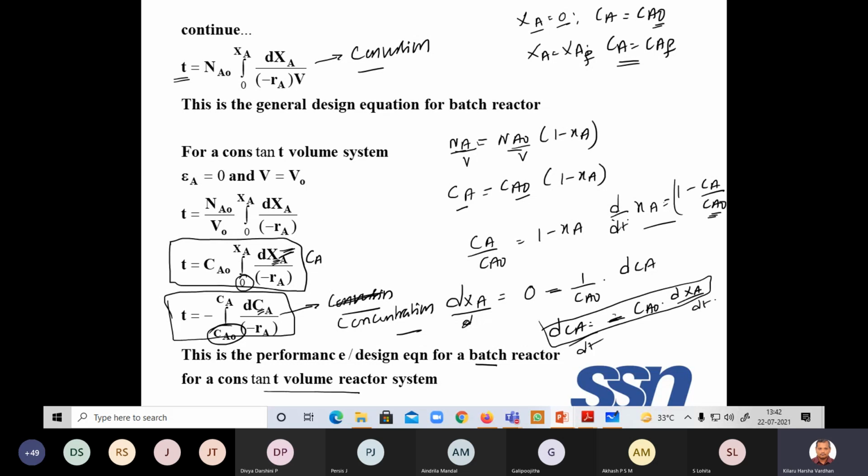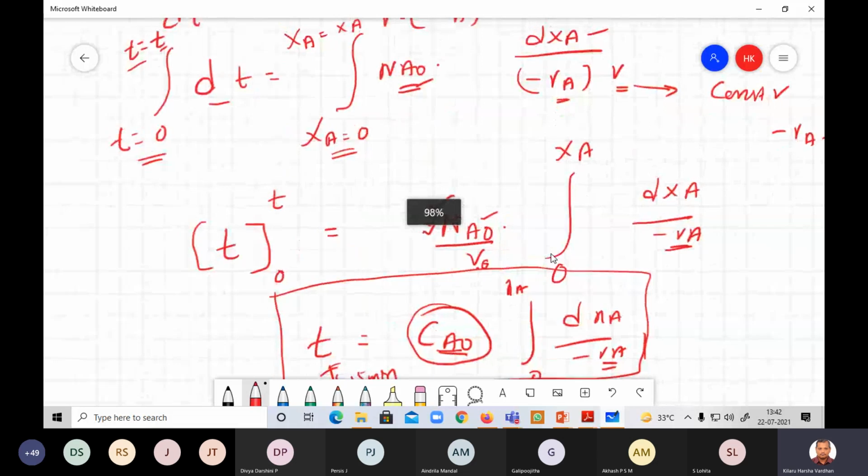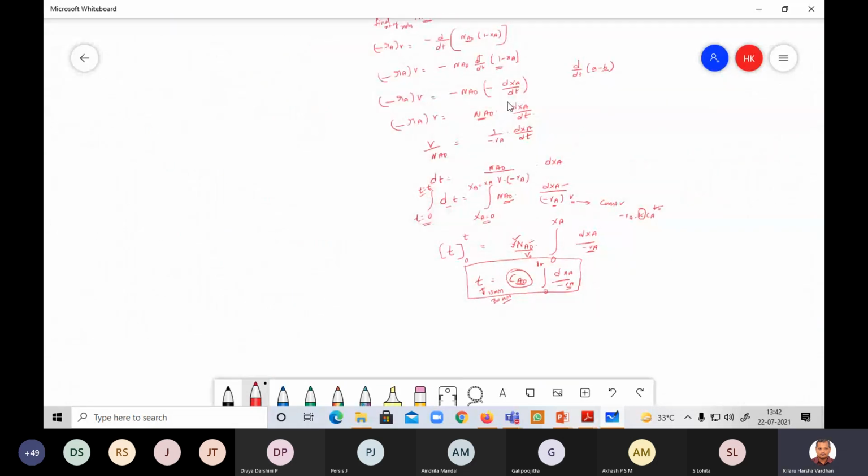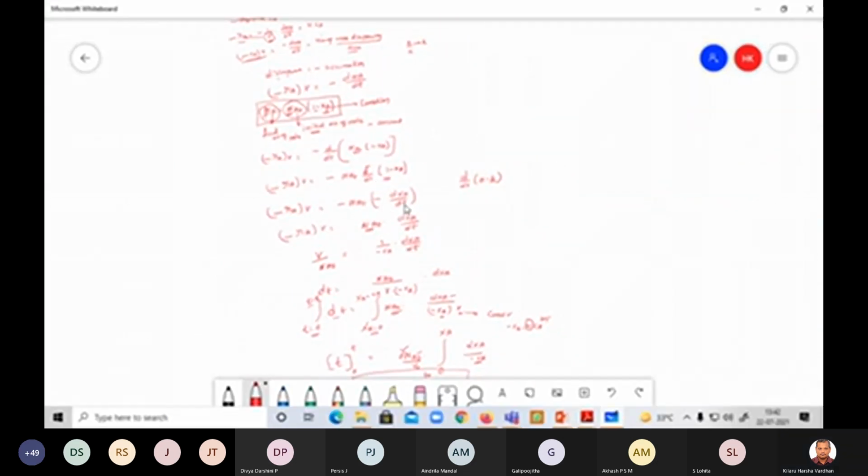Any doubt? Based on this, we have to do some problems. Any doubt in this derivation? Yeah, some feedback, please. No doubts. Can I go for next one? Yes, sir.